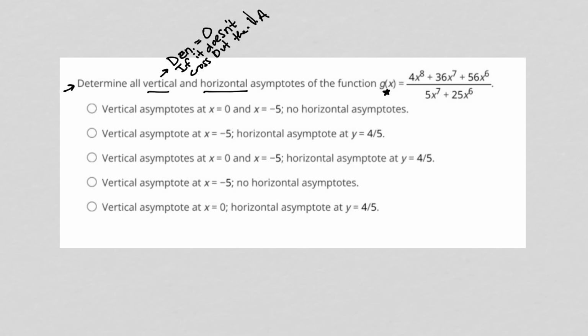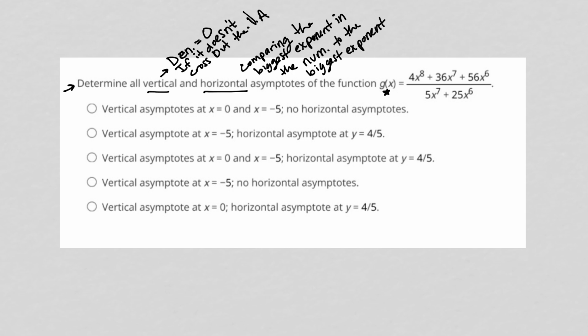Horizontal asymptotes are found by comparing the biggest exponent in the numerator to the biggest exponent in the denominator.